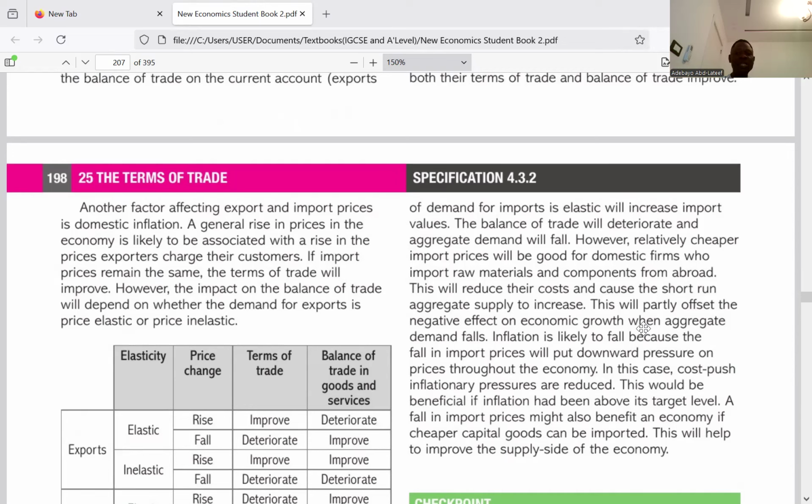Inflation is likely to fall because the fall in import prices will put downward pressure on prices throughout the economy. So because they are buying from abroad the raw materials and components needed for domestic production, that will put downward pressure on prices, and that will bring about a positive impact. So in this case, cost push inflation would fall because the cost of production is falling based on the fact that the cost of importing raw materials and components is falling. So cost push inflation would reduce, and if cost push inflation reduces, it means prices will be affordable. So this would be beneficial if inflation had been above its targeted level.